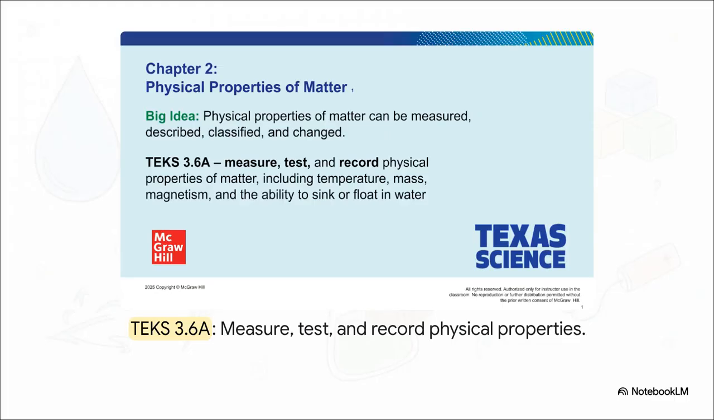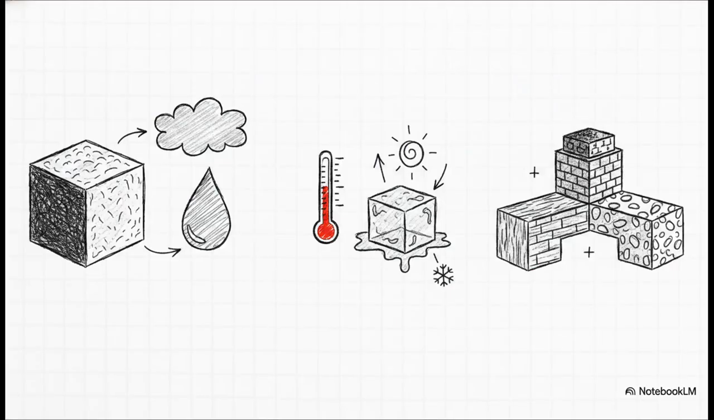Now, what's really interesting about this is just how hands-on our primary standard is. TEKS 3.6a asks students to measure, test, and record the physical properties of matter. So this isn't just about reading, right? It's about actually doing. Your kids will be getting their hands on tools to actively measure temperature, figure out mass, test for magnetism, and see if objects sink or float in water. And then the remaining TEKS for this unit, 3.6b, 3.6c, and 3.6d, they build right on those foundational skills.